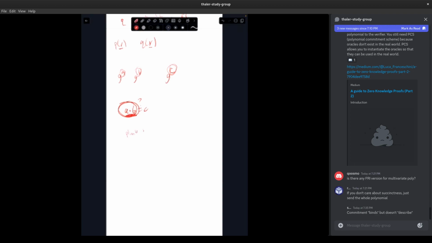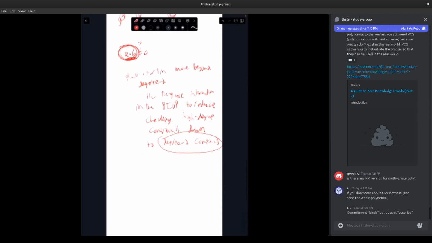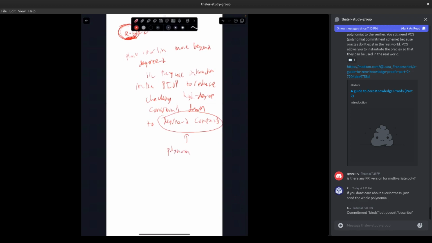and Plonk and Marlin also use KZG. They use similar cryptography. They use KZG commitments, which use pairings, but they're not so limited to degree 2 constraints, because they move beyond degree 2. And in my view, the way they're doing this is because they use interaction in the polynomial IOP to reduce checking higher degree constraints down to degree 2 constraints.